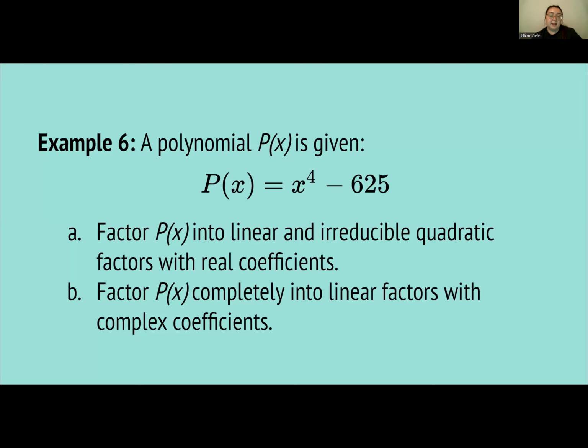All right, so example 6, we have a polynomial p of x given. P of x is equal to x to the power of 4 minus 625. For part A, we're going to factor p of x into linear and irreducible quadratic factors with real coefficients. In part B, we're going to factor p of x completely into linear factors with complex coefficients.